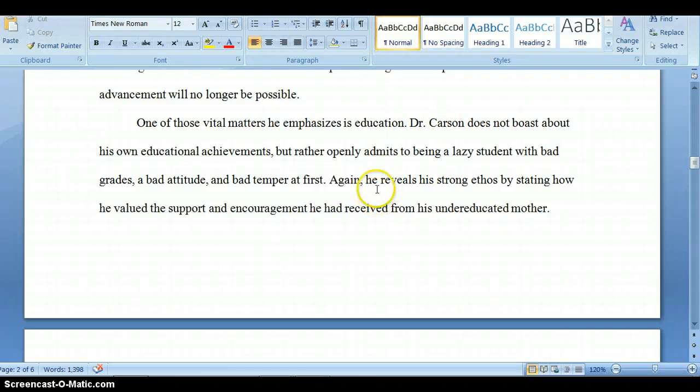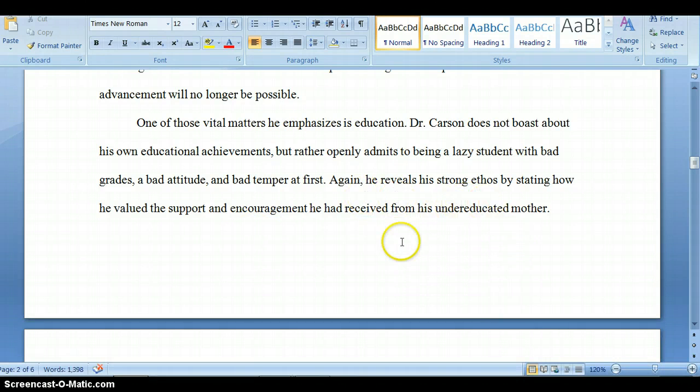Anyway, again, he reveals his strong ethos. And oh, I started to say, by the way, you can find out about his life story in a fascinating video that is on YouTube also that you can watch for free. It's about his life, and it is called Gifted Hands because it shares his story. It's basically a rags to riches story.